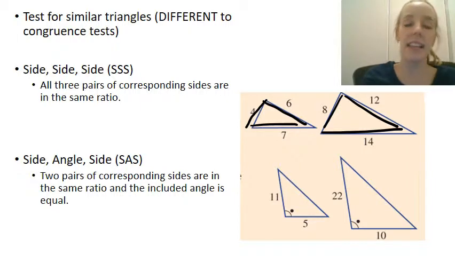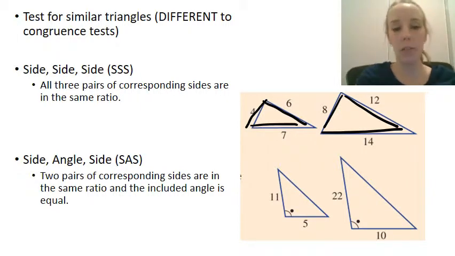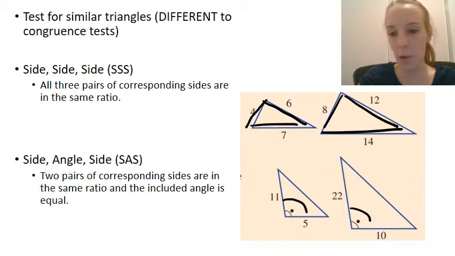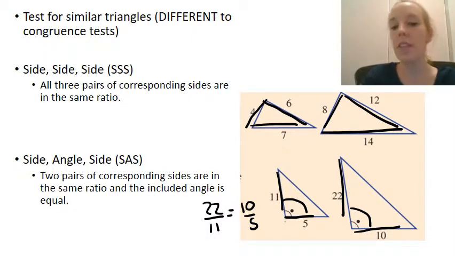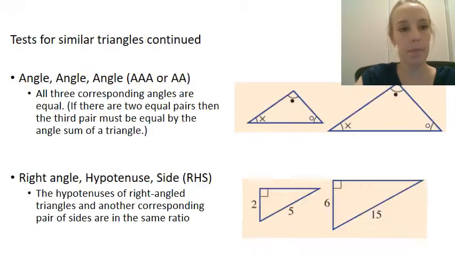Our next test is side, angle, side. So two pairs of corresponding sides are in the same ratio and the included angle is equal. So you can see here our angles are equal, and this side is in the same ratio as this side to this side. So this one is 22 over 11, and that's equal to 10 over 5. So they're in the same kind of ratio, because if we were to simplify that, that'd be 2 over 1, and that equals 2 over 1 as well. So they're in the same ratio and they've got the same angle in between them.